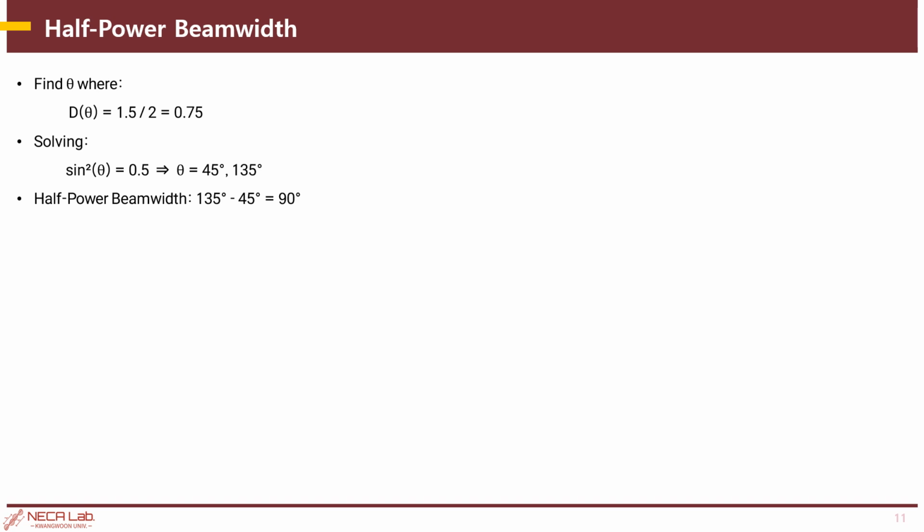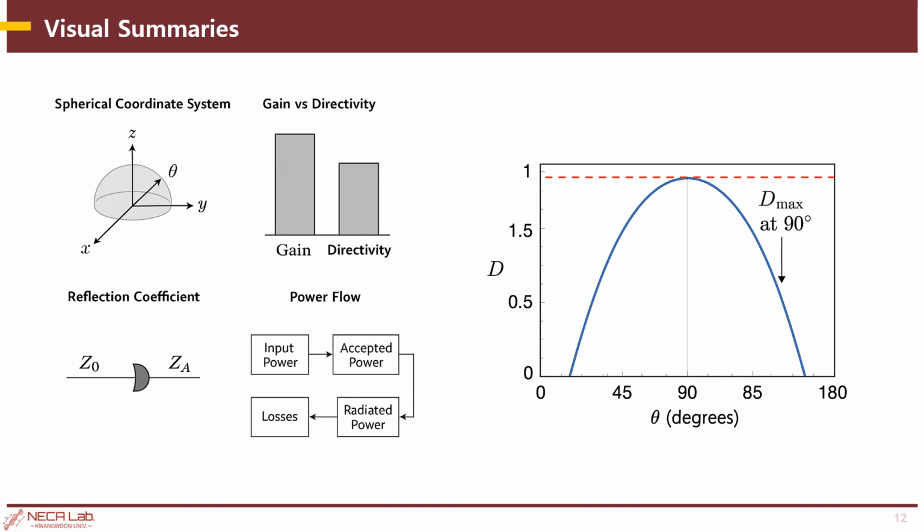Finally, the half power beam width is the difference between these angles. 135 degrees minus 45 degrees equals 90 degrees. This tells us that the antenna's power is concentrated within a 90-degree beam, which is a key design factor for focusing energy.